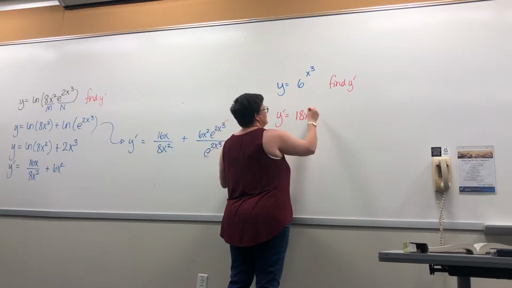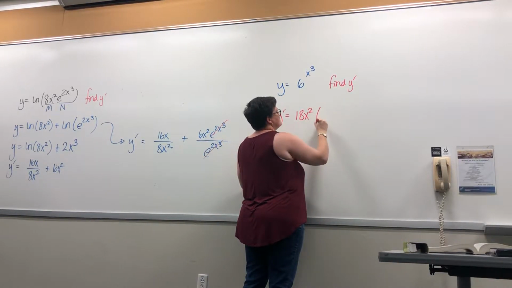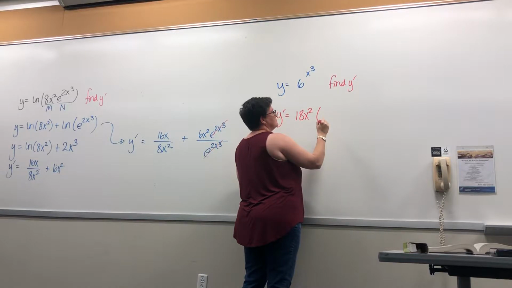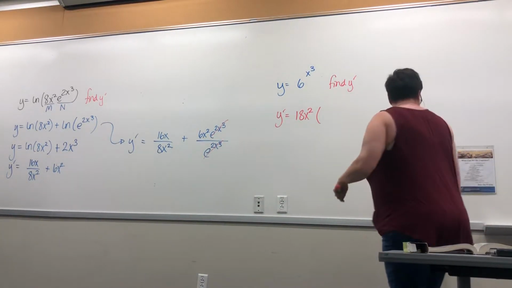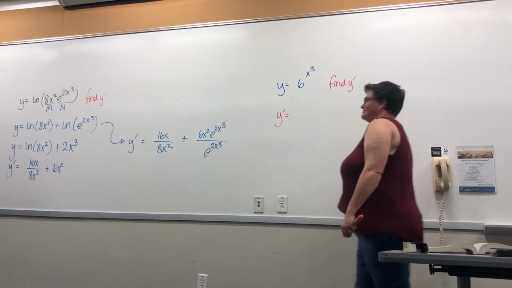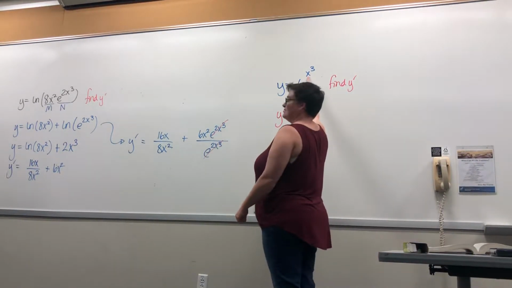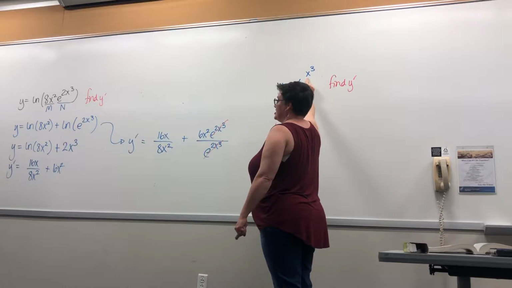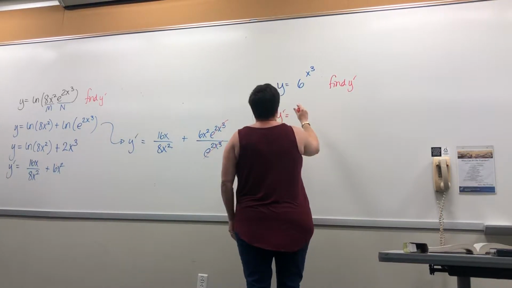18x squared times what? It's not 18x squared. Is it the a to the u one or the a to the x one? Is it a function or just an x? It's not just an x, it's an x cubed, sort of the u. So it's a u. So what's my derivative, guys?